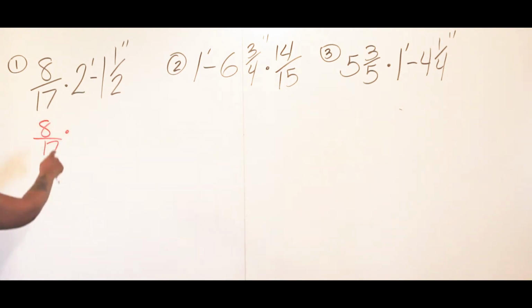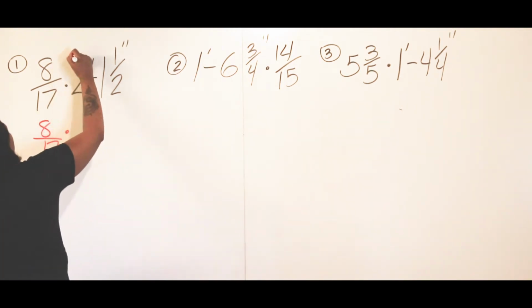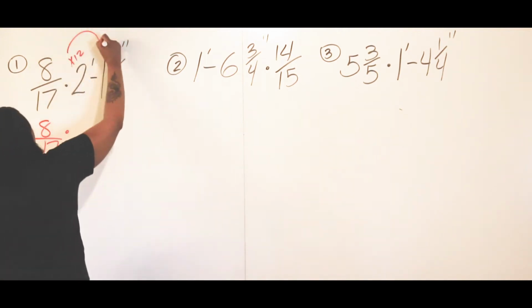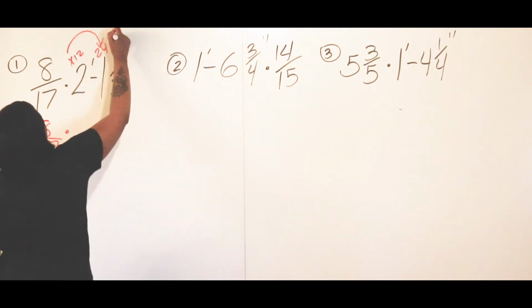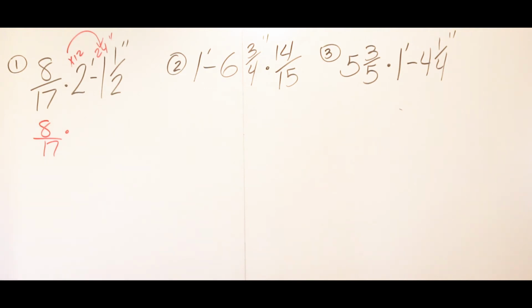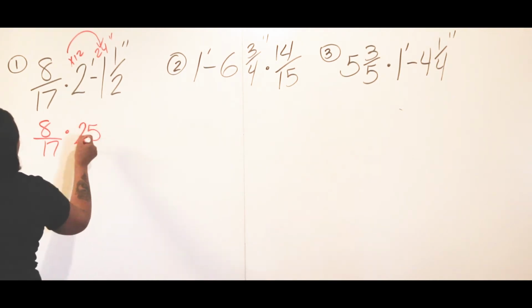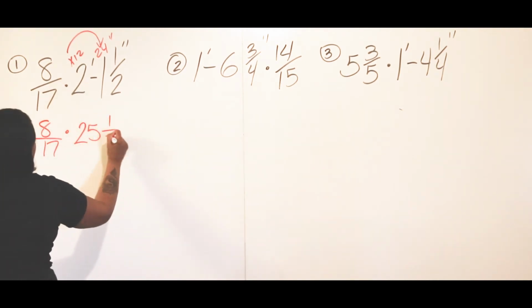So the first thing I'm going to do is convert my feet to inches. How do I do that? By multiplying it by 12. Feet to inches, we multiply by 12. 2 times 12 is 24. I'm going to take those 24 inches and add it to the 1 inch that I already have. So 24 plus 1 is 25. And I'm going to bring down my fraction.